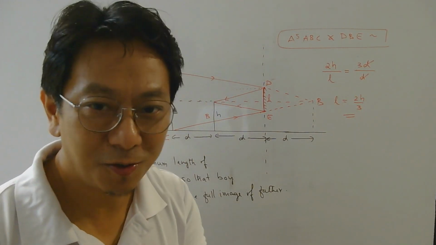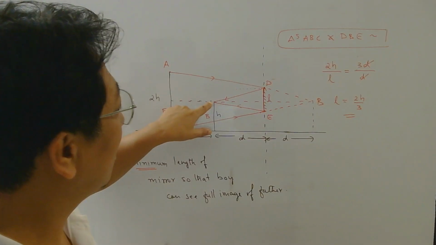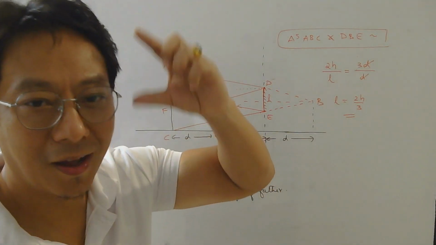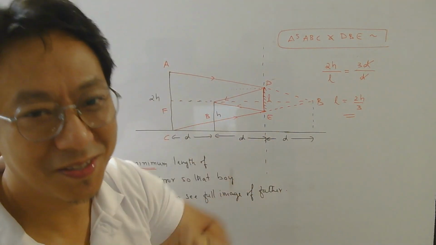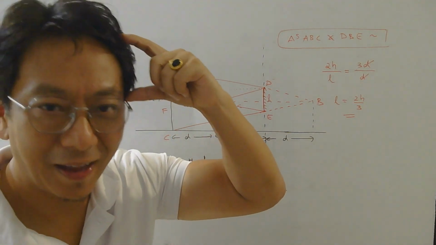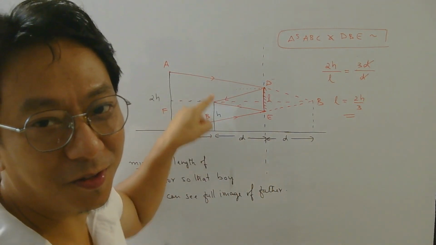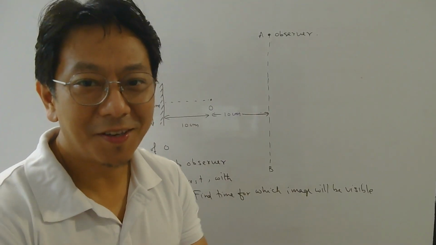One thing I forgot to mention, that here we are assuming the eye and the head are approximately in the same place, or this height is neglected compared to the total height of the boy. Let us see the next question now.